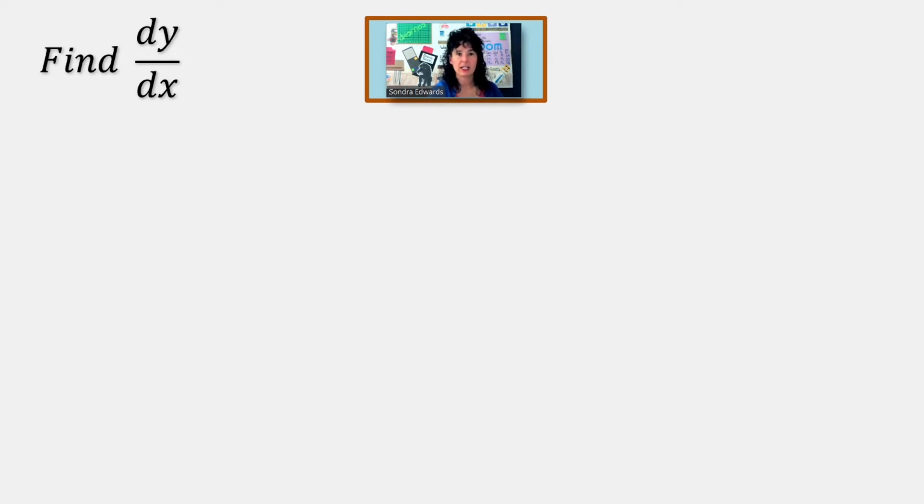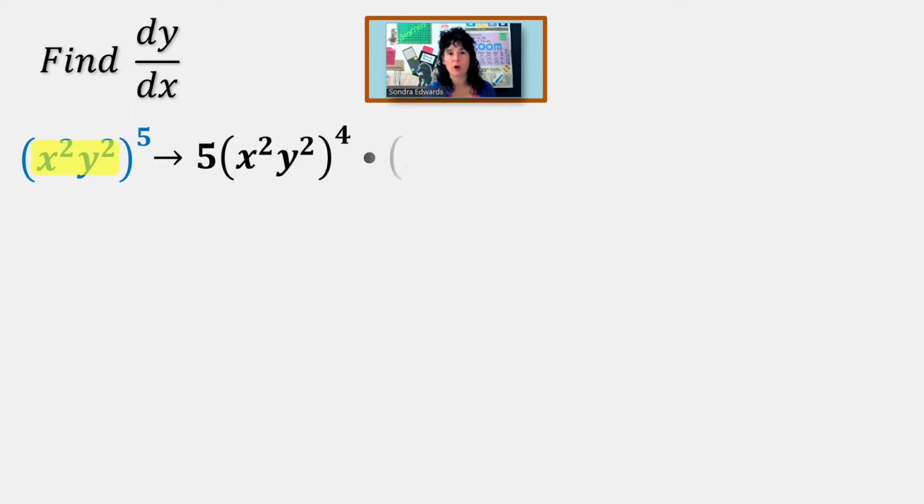Okay, let's take a look at another one. We have a whole big mess of stuff to the fifth power. So all of that in yellow is the input function. We're going to be using the chain rule, not just because we see a y, but because we have a whole lot of stuff to the fifth power. So applying the chain rule, 5 moves to the front, all that in yellow to the fourth power, chaining on, multiplying by the derivative of what's in yellow.